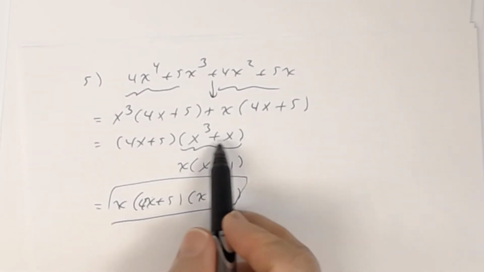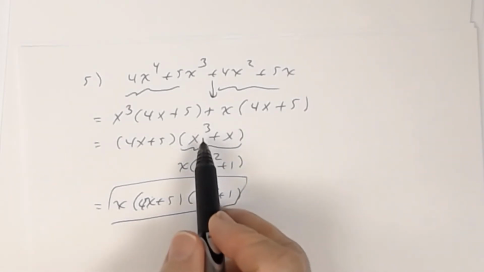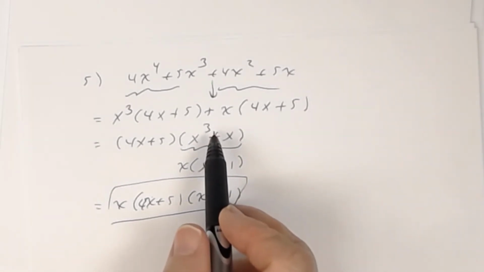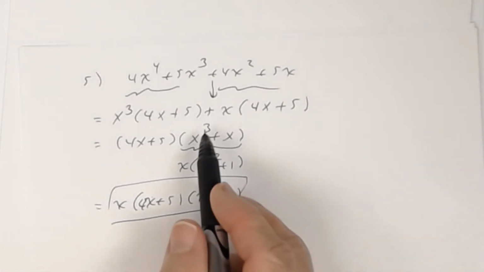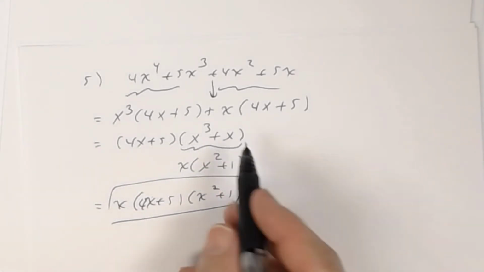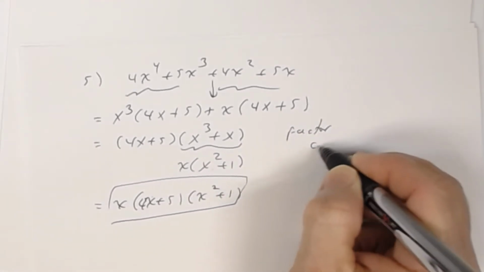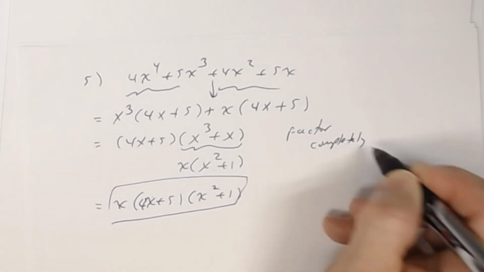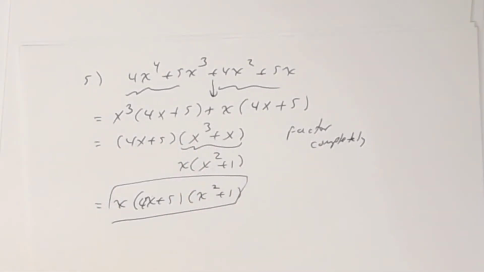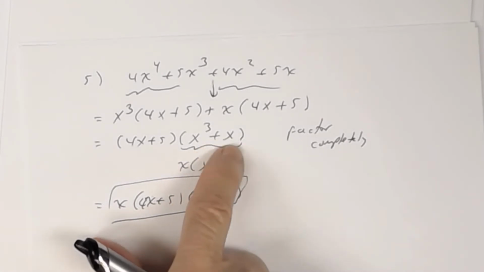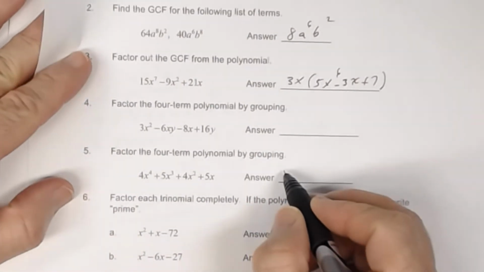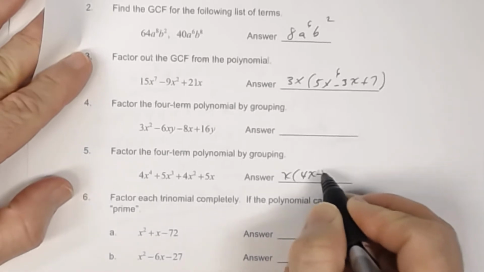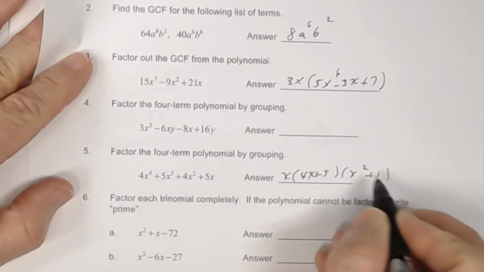So many of you forgot about this. So be careful that when you look at the next chapter dealing with rational expressions, you're going to need to remember this idea here. You have to factor completely. You got to make sure that all of your factors have been factored completely. This is not factored completely. I can factor out an x. All right, so that was number 5. So for number 5, the answer is x times 4x plus 5 times x squared plus 1.